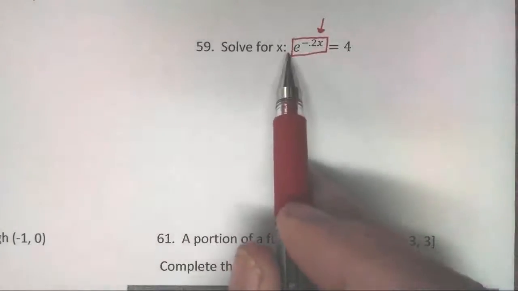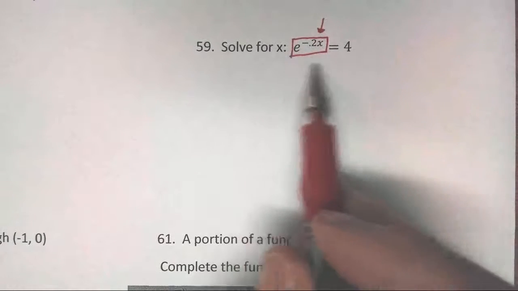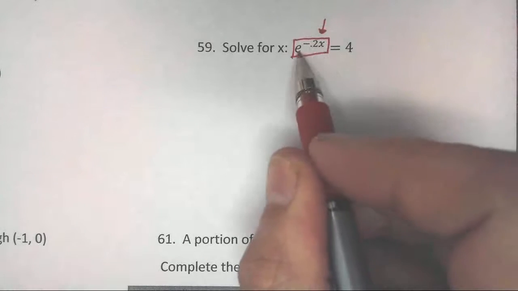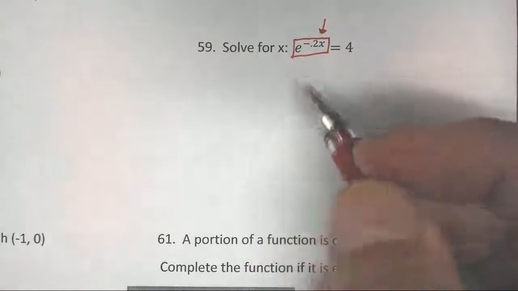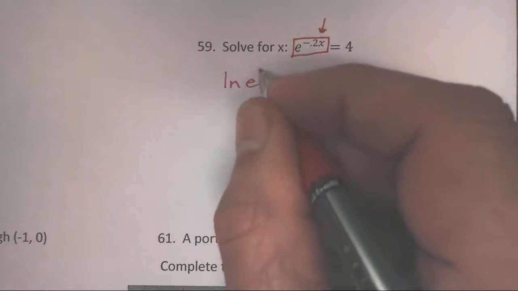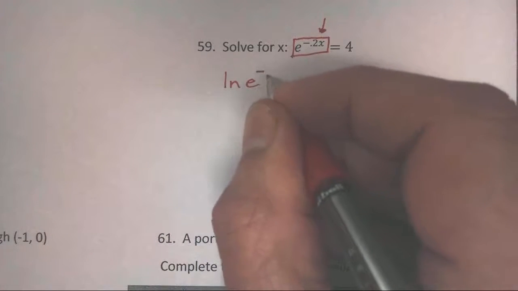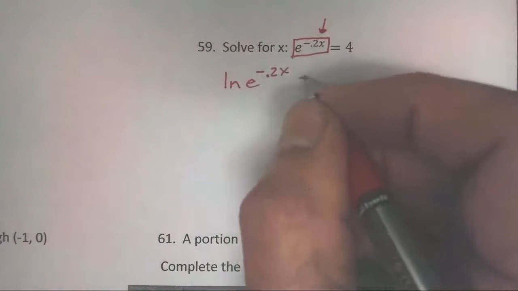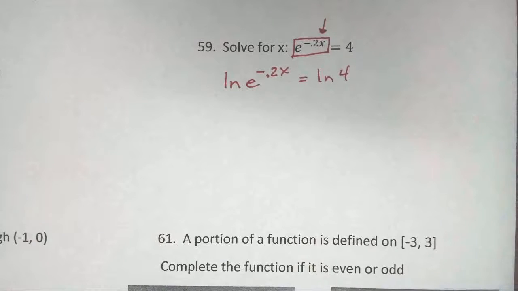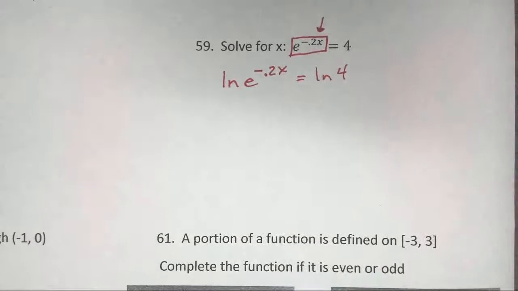So in other words, if there was a 7 out in front, 7 times e, I'd want to divide by 7 first. But since the exponential, the exponent and its base are all isolated, I'm ready to take my favorite logarithm for this problem, ln. ln e to the negative 0.2x equals ln 4. And we can do that because logarithms are 1 to 1.